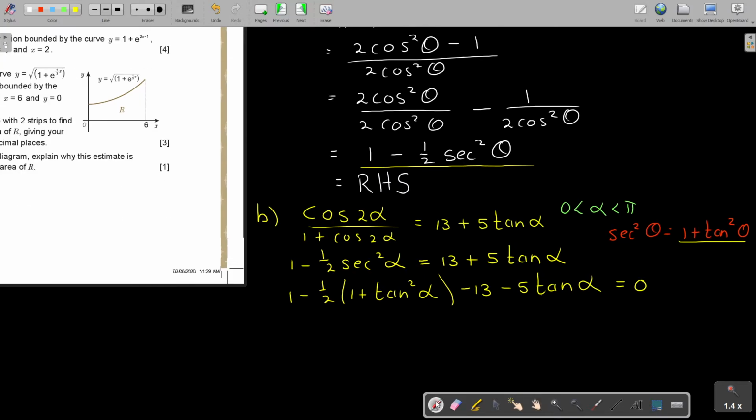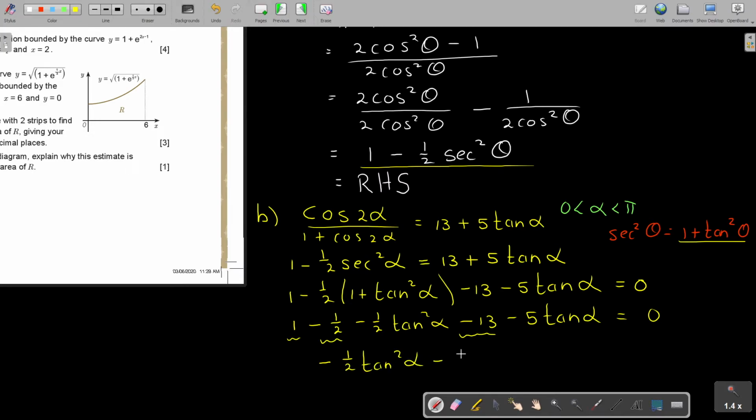I'm getting the feeling for the trinomial. So it's 1 minus a half minus a half tan squared alpha minus 13 minus 5 tan alpha, and that's 0. Now let's just get all this out of the way. I can simplify all the like terms. So I have minus a half tan squared alpha minus 5 tan alpha. Now, it's actually negative 13 plus 1, so that will be negative 12. And then minus a half, so it's negative 12 and a half.